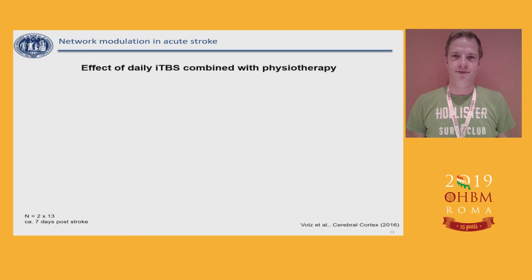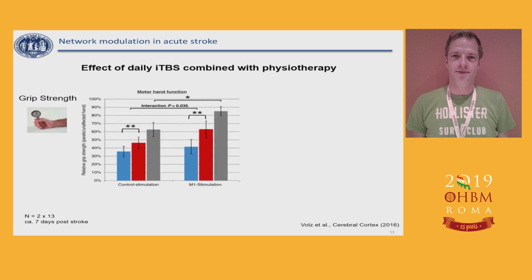And as this has been performed in acute stroke patients, we need a control group because, as you all know, there is spontaneous recovery, and all these patients also received training. So there is expected to be improvement over time also if you do nothing, or at least no TMS intervention. And this is shown here in this figure.